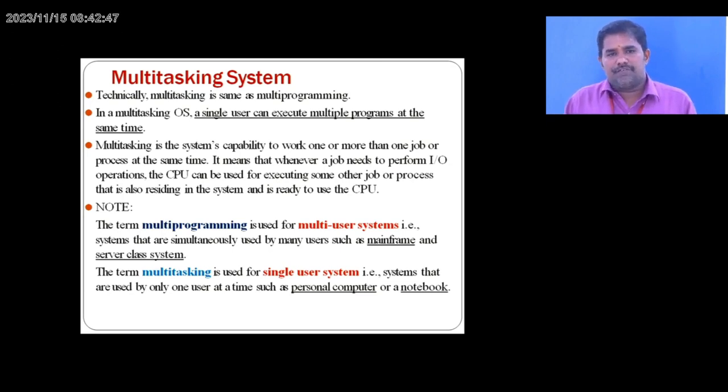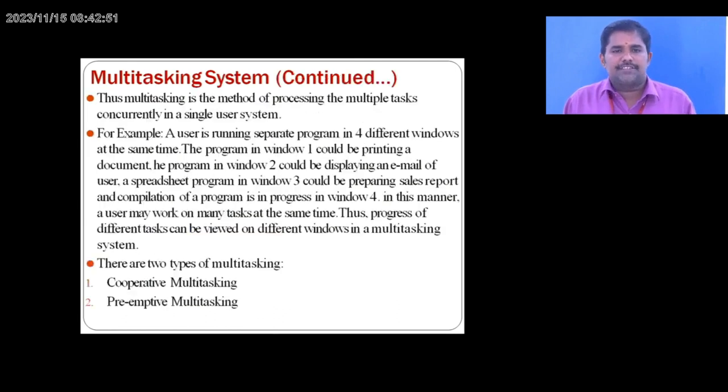So we may confuse the terms multi-user and multitasking, so I give this illustration. A multitasking system is a method of processing multiple tasks concurrently in a single user system, as we already explained. In a single user system, we perform multiple tasks. For example, a user running separate programs in 4 different windows. So simultaneously I can access PowerPoint, a Word document, or Paint, like that.